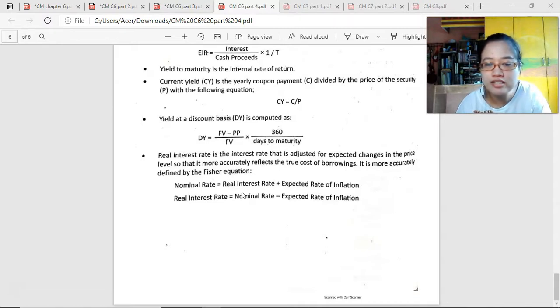Nominal rate equals real interest rate plus the expected rate of inflation, or real interest rate is the nominal rate minus the expected rate of inflation. Essentially, the effect of inflation would lower the actual rate, which is why the real interest rate is normally lower than the nominal rate. And again, this is from the perspective of investors. Okay, so that's it for this one.